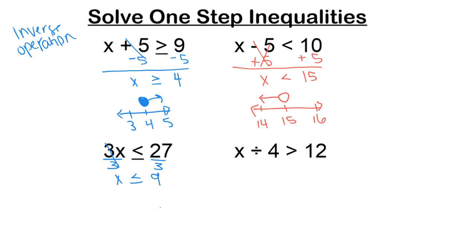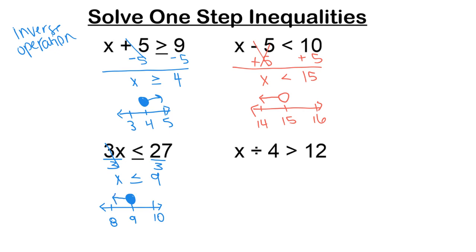3, which is 9. To graph this, I would have my number line, 9 here in the middle, 8 on the left, 10 on the right. This is less than or equal to, so that's going to be a closed circle, and I'm going to point to things that are less than 9, which is pointing to the 8.